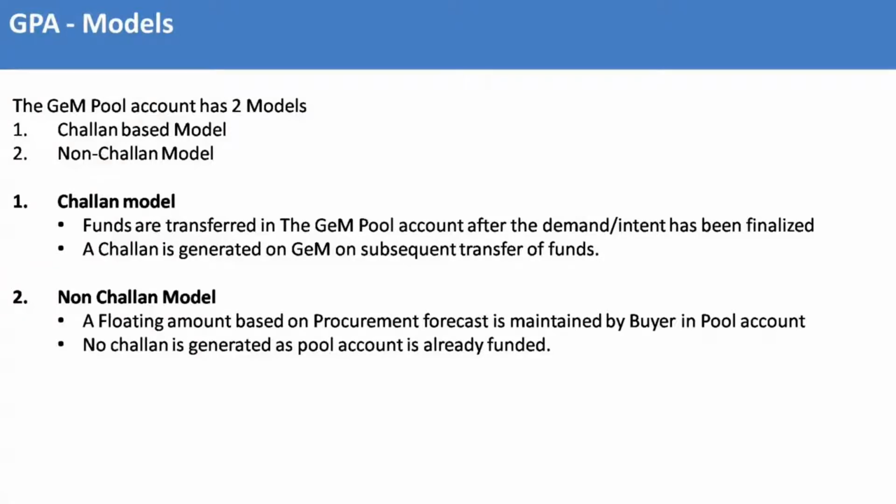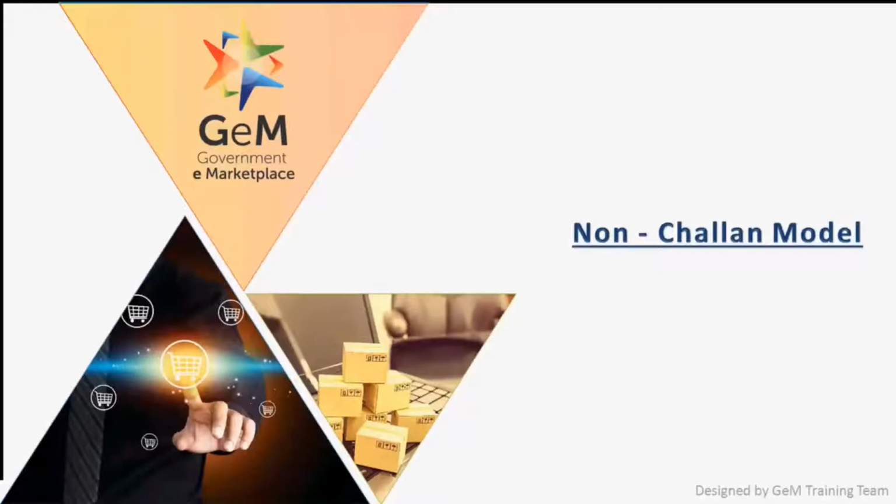The GEM Pool Account has two models, Challan-based and non-Challan-based. Under the Challan-based model, funds are transferred to the GEM Pool Account after the demand or intent has been finalized. Whereas in the non-Challan-based model, a floating amount based on procurement forecast is maintained by the buyer in the pool account. No challan is generated in this scenario as the pool account is already funded. We will now see how the non-Challan GPA model works.